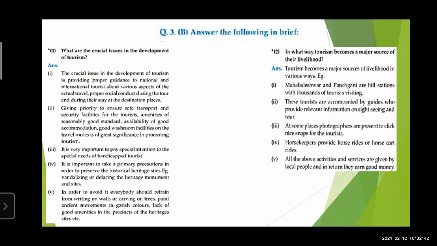The next question we have is, in what way has tourism become a major source of livelihood? Tourism becomes a major source of livelihood in various ways. For example, we have Mahabaleshwar and Panchgani as hill stations with thousands of tourists visiting. These tourists are accompanied by guides who provide relevant information on sightseeing and tours. At some places, photographers are present to click nice snaps for the tourists. Horse keepers provide horse rides or horse cart rides. All the above activities and services are given by local people, and in return they earn good money.